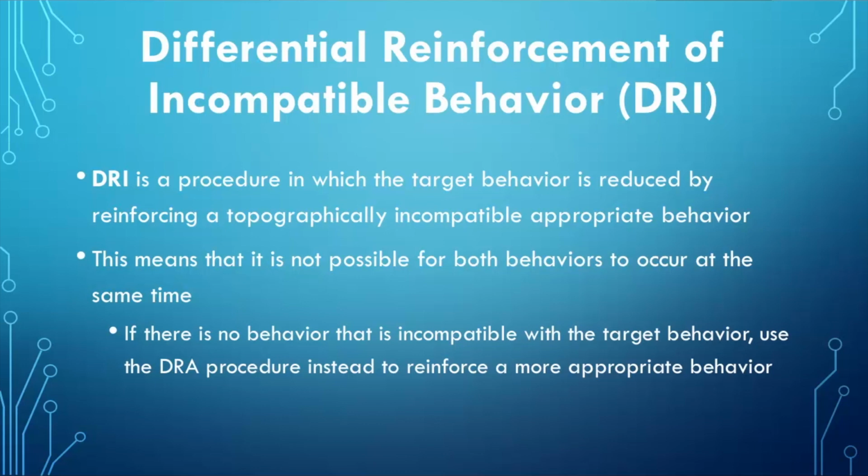The third procedure, differential reinforcement of incompatible behavior, DRI, is very similar to DRA insofar as an appropriate behavior solely receives reinforcement and the target behavior is placed on extinction. The important distinction between these two procedures is that DRI selects an appropriate behavior that is physically impossible to occur at the same time as the target behavior.